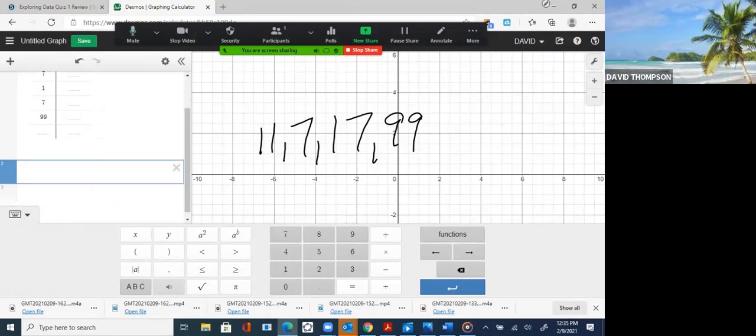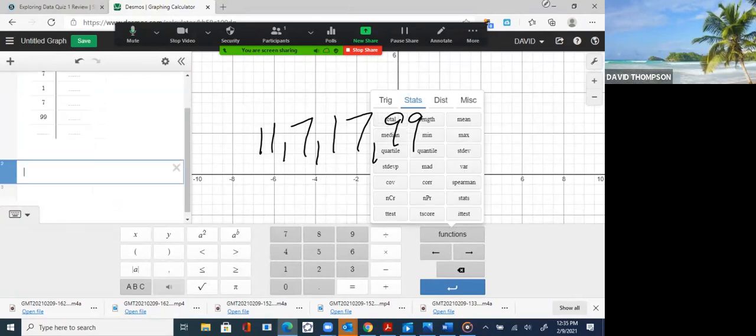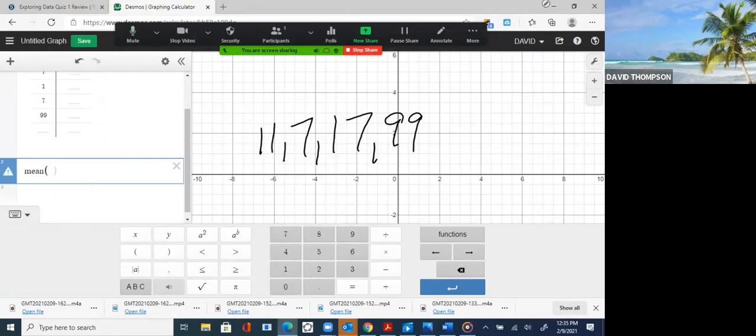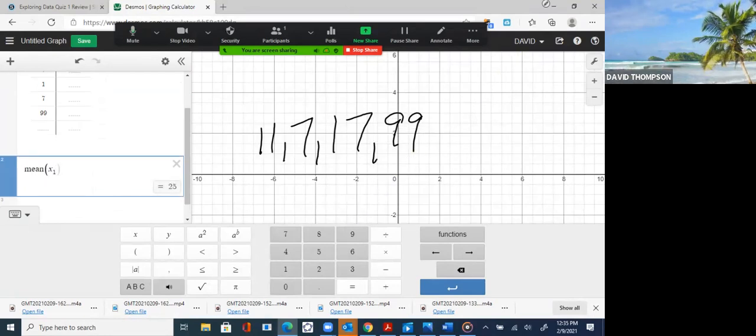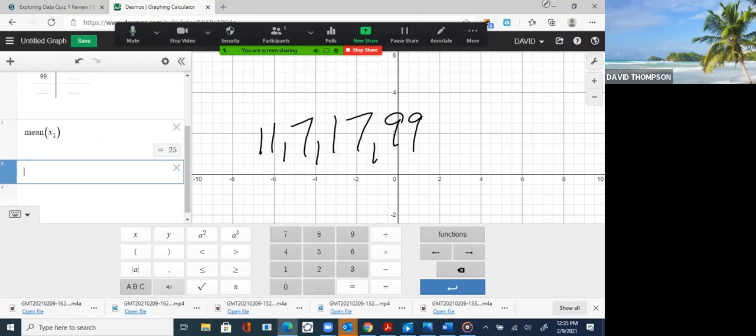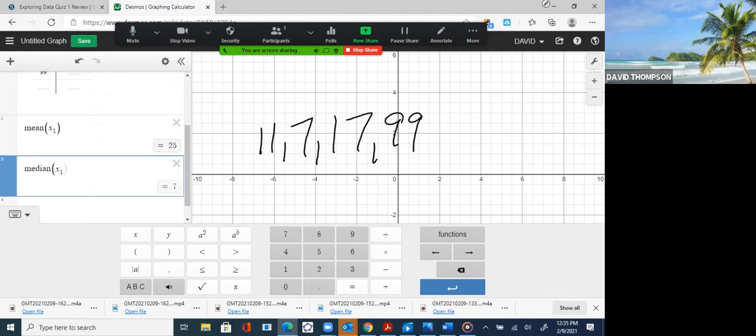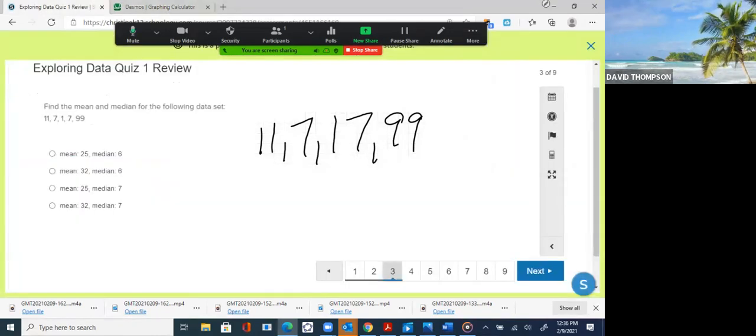Next you want to go to line 2, hit functions, hit mean. We'll type in x1, and we have a mean of 25. We'll hit functions again, hit median, type in x1, and we have a median of 7. So if we look at number 1, we have a mean of 25, median 6. That doesn't help. B has a mean of 32 and a median of 6. That doesn't help. But C has the correct answer. Mean 25, median is 7, and we're done that question.